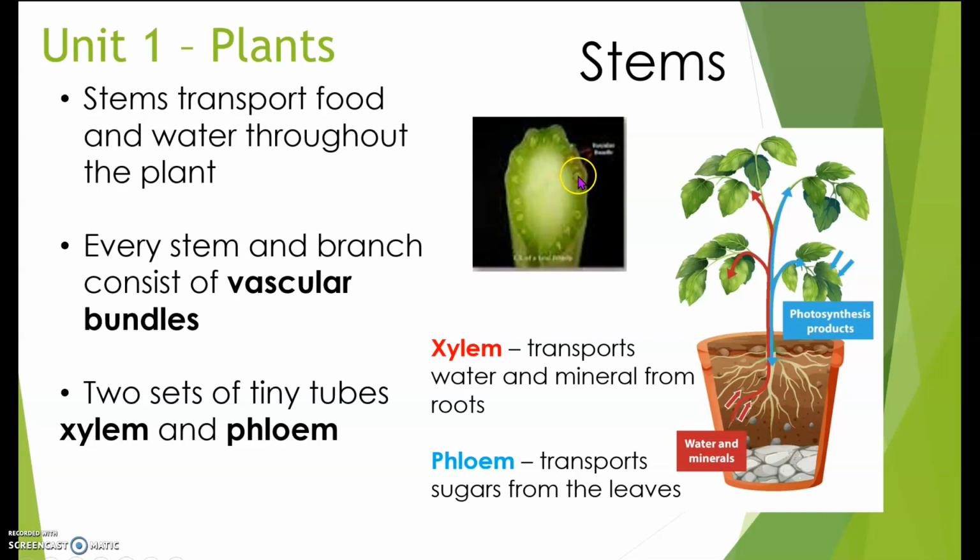Okay, so inside is what we call xylem. Everybody repeat after me, xylem. Very good. And the next one, the outer part, is called phloem. Everybody, phloem. Okay, very good. So the vascular bundle and its tiny tubes are part of the process of transport, or bringing the food to the plants.